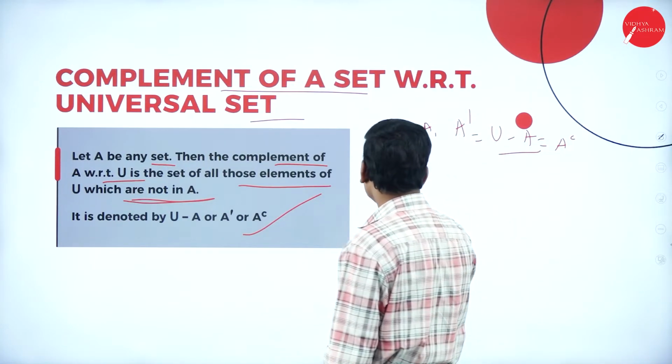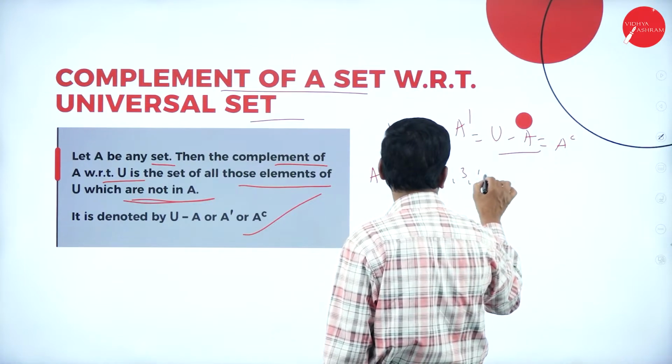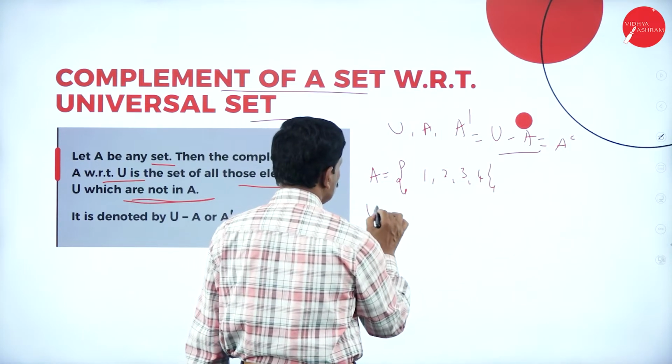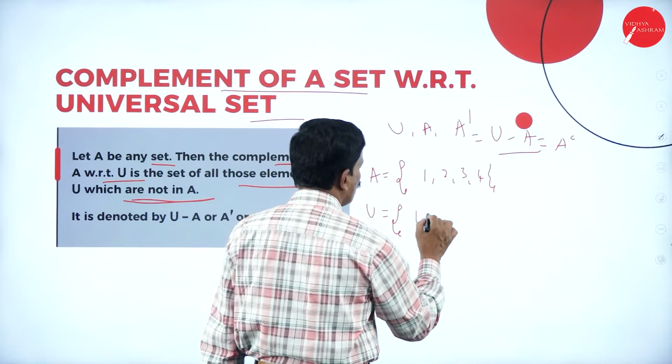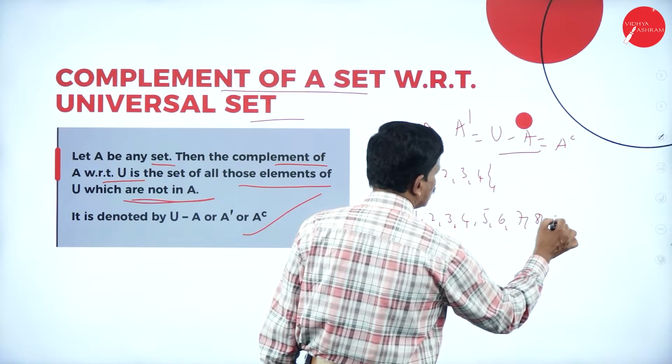Now, let us take a small example. If A is equal to {1, 2, 3, 4} and another set U is the universal set {1, 2, 3, 4, 5, 6, 7, 8, 9}.